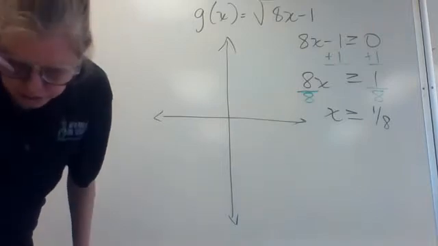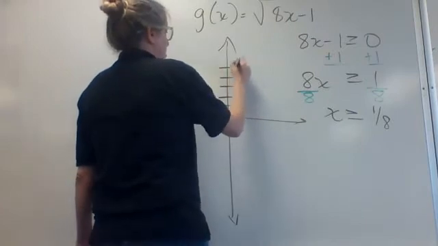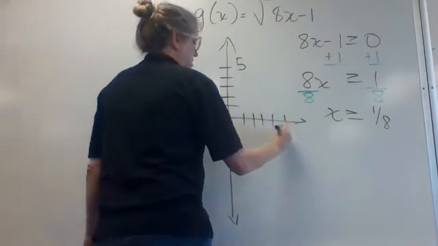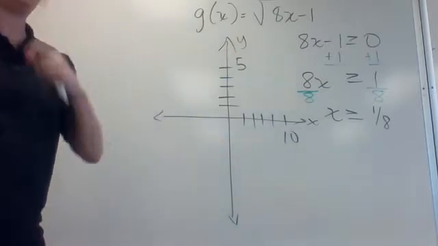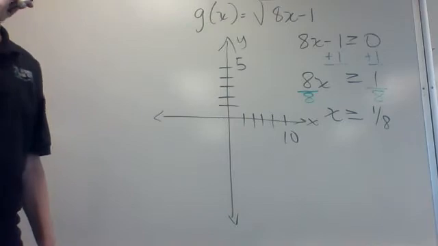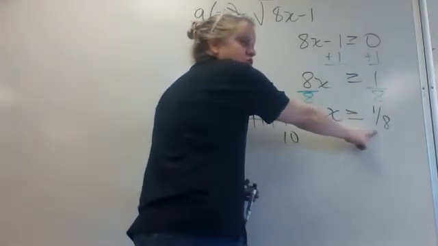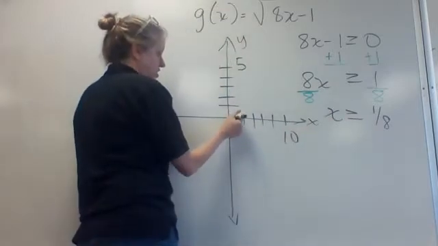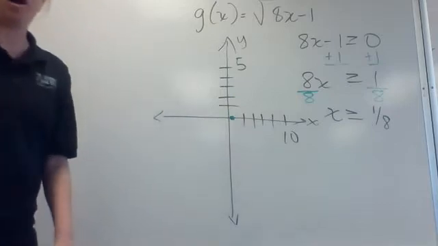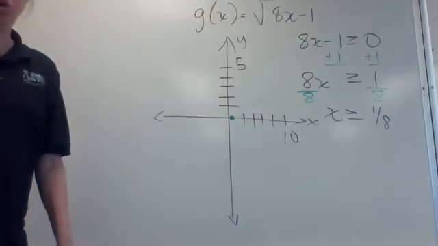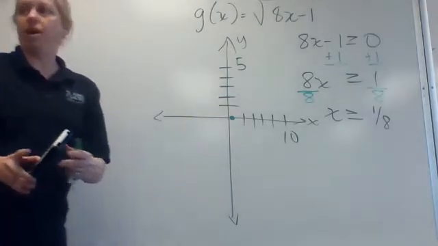And this scale is the one where the y scale is going by 1s, but the x scale is going by 2s, which is going to make this look a little different than what it would look like in your calculator. This is telling you where the square root is starting, at 1/8, which is just barely to the right of the origin. Okay, I want a couple more points.